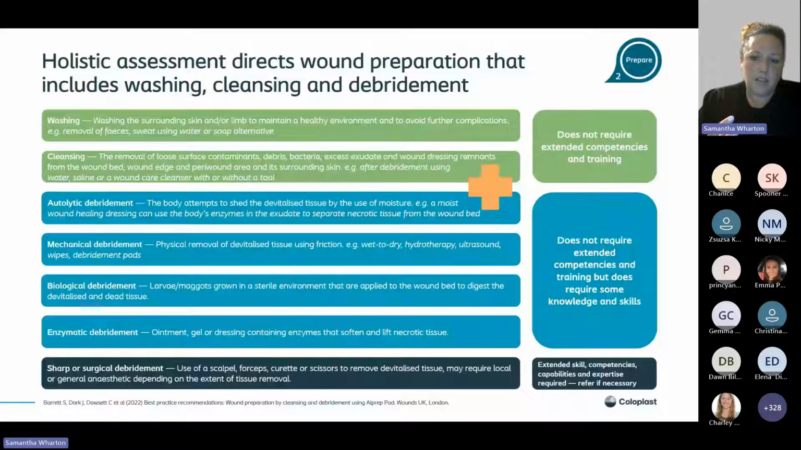You've also got maggots and larvae. They like to eat the devitalized tissue and spit out enzymes that break it down. And you've also got enzymatic debridement. And then for those clinicians with extended skills, competencies and additional qualifications, there's also sharp and surgical debridement. But again, that requires additional skills and qualifications.